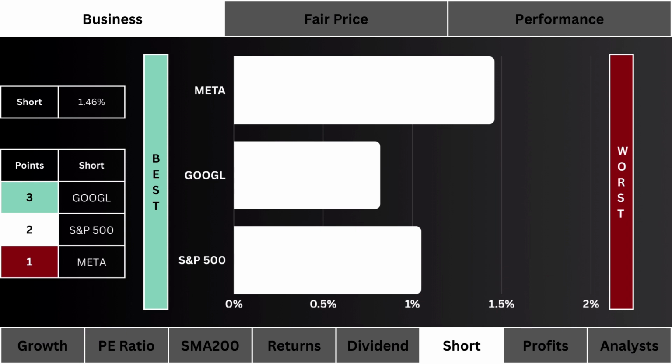Let's look at short float. Which stock are investors and traders most bearish with? A high short float is an indication that others have a negative near-term outlook on the business.